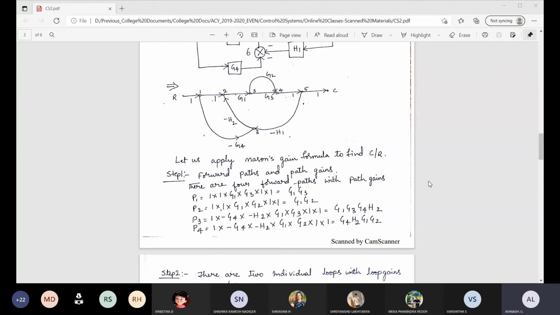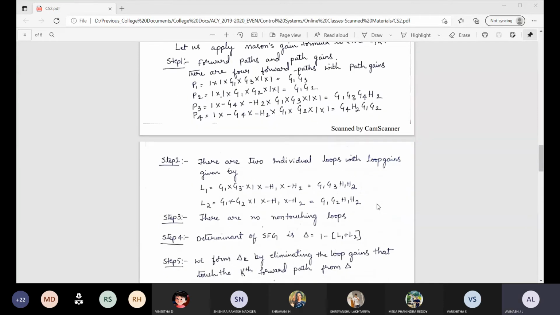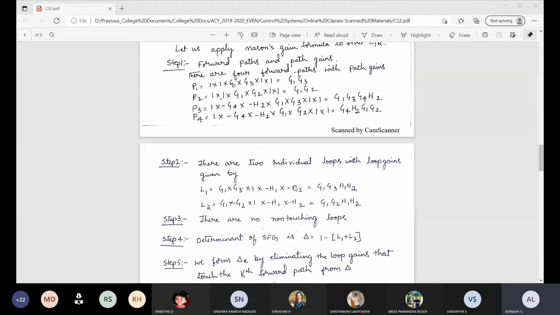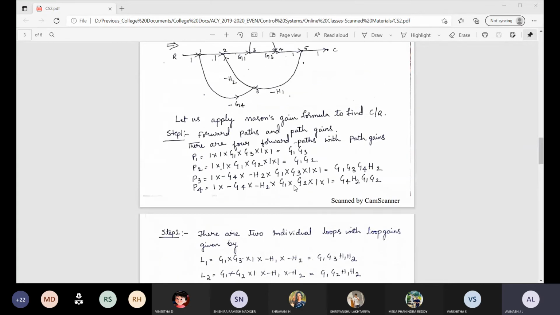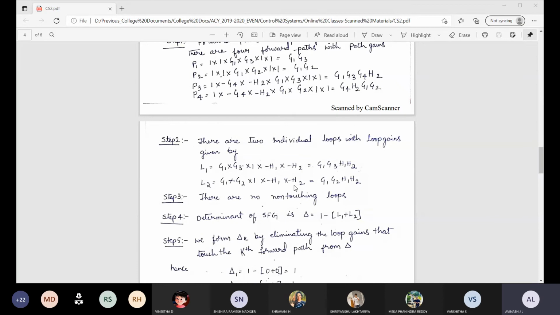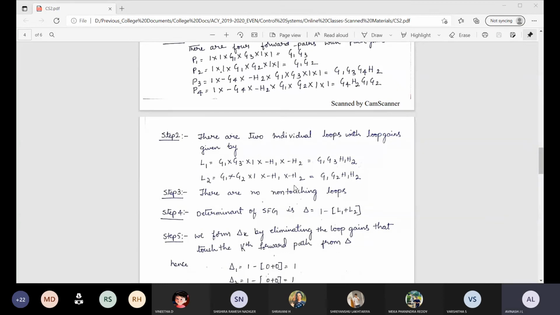Is it clear? Yes, sir. So once you take that particular two loops, when you see that non-touching loop concept, both are touching each other, correct? Because both are following the same path only. Only one gain difference value is there, so no concept of non-touching loops will come into picture. You can make a note of it. Step number 3, there are no non-touching loops.